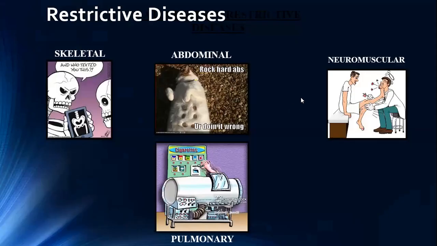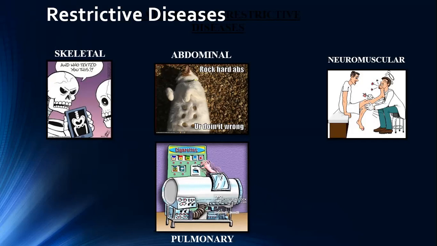All right. Restrictive diseases. Now, the classifications. Classifications are skeletal, abdominal, neuromuscular, and pulmonary. You got skeletal, abdominal, neuromuscular, and pulmonary. These are the classifications of restrictive lung diseases.